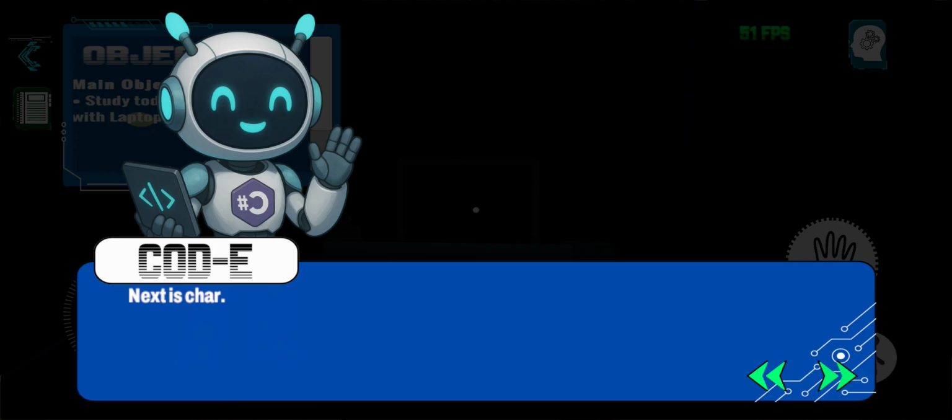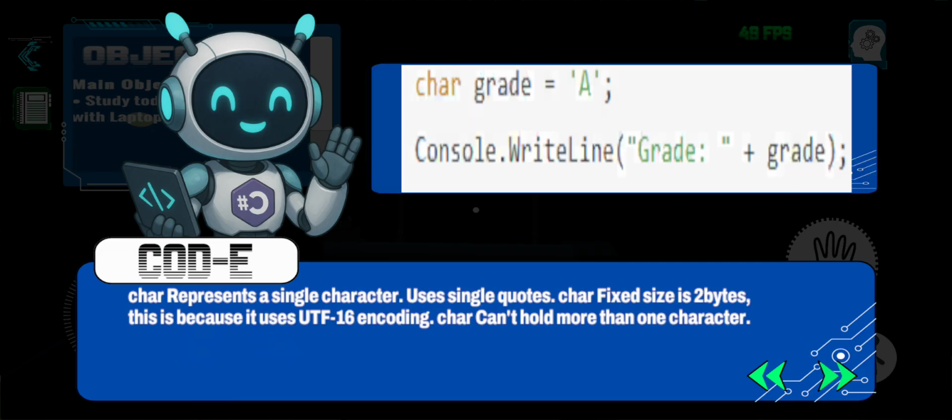Next is char. Char represents a single character, uses single quotes. Char fixed size is 2 bytes. This is because it uses UTF-16 encoding. Char can't hold more than one character.